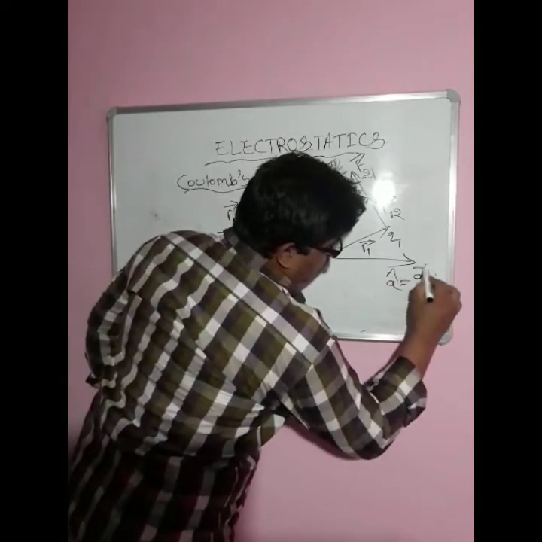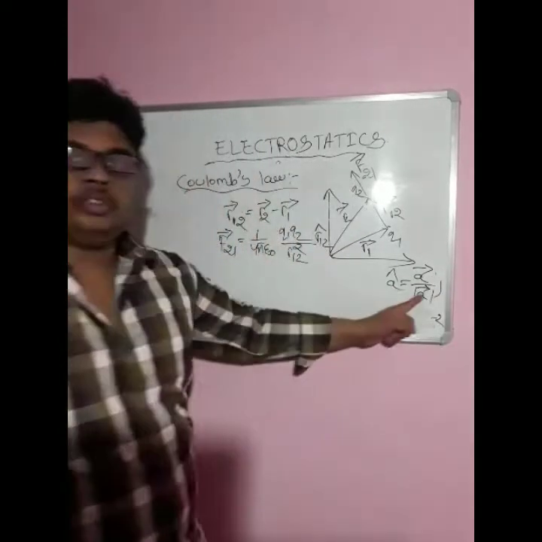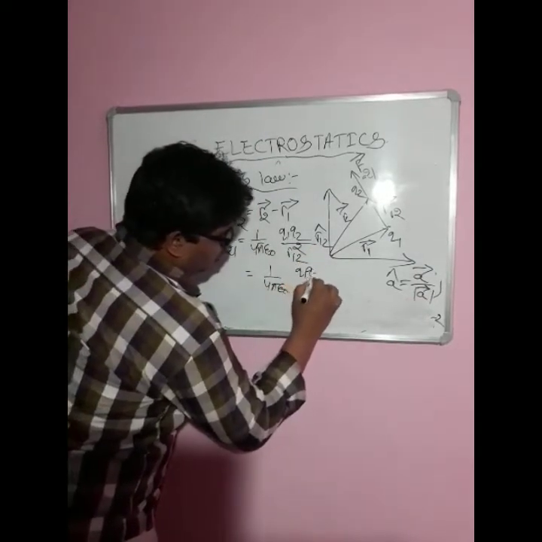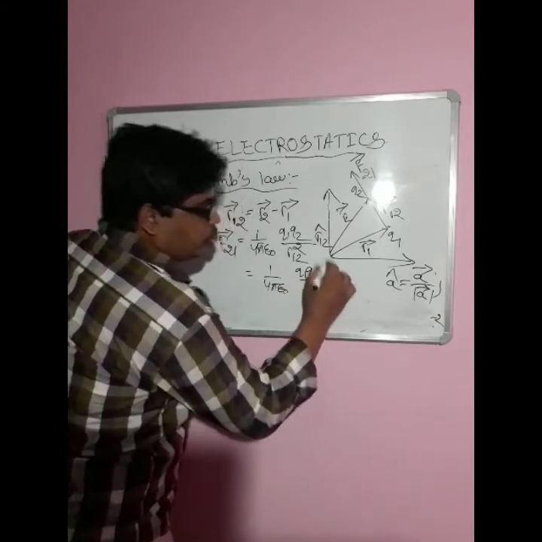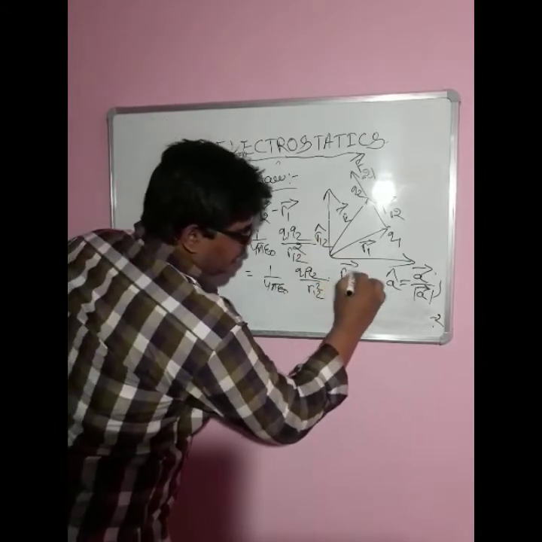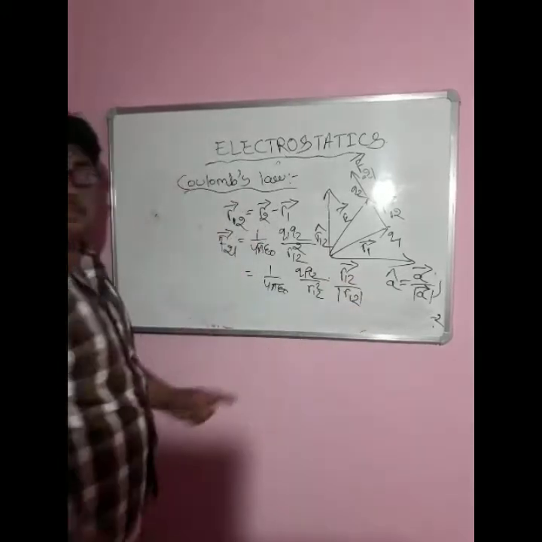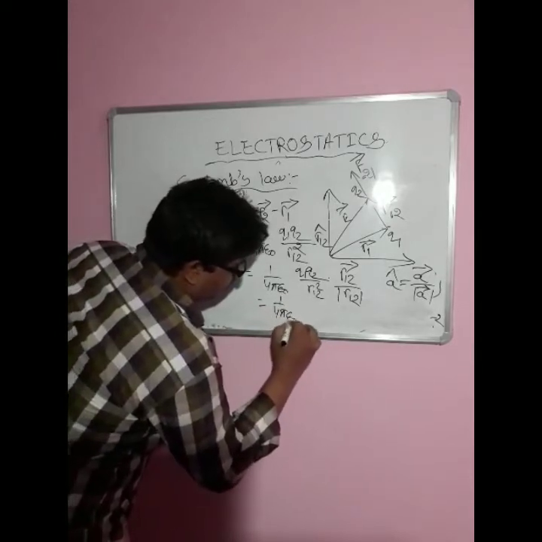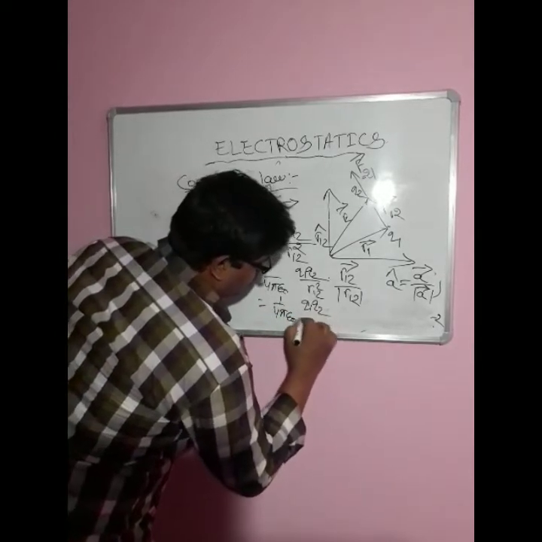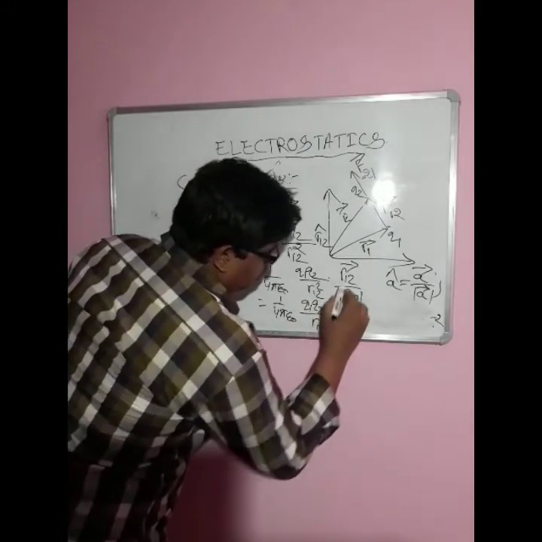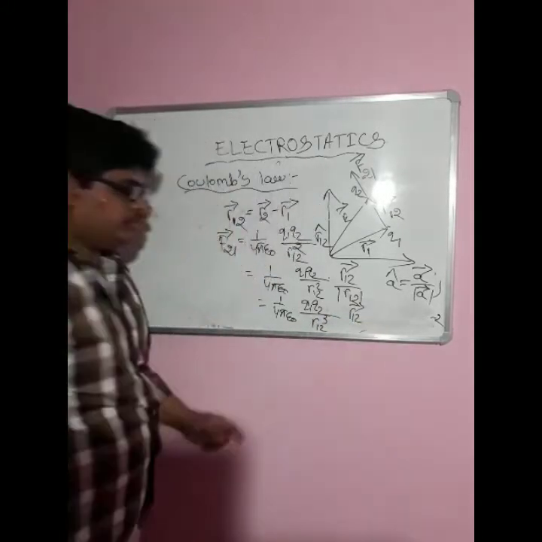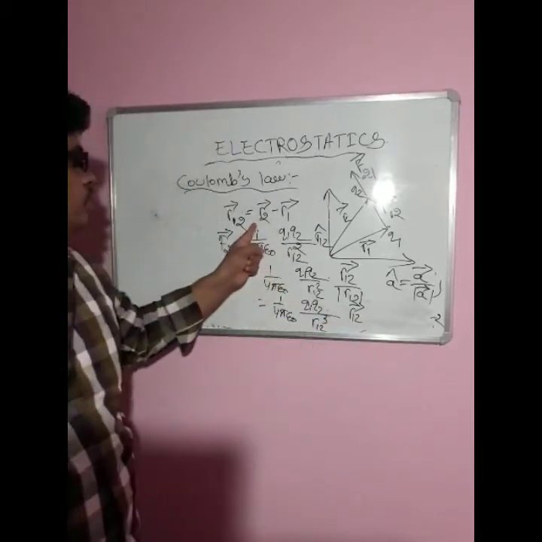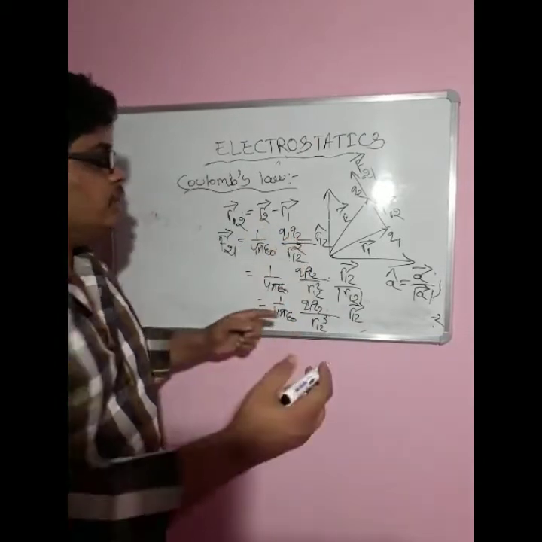A cap is equal to A vector by magnitude of A vector. Putting this value: 1 by 4 pi epsilon 0 Q1 Q2 by R12 square into R12 cap, R12 vector by R12 magnitude. Is this possible? See, 1 by 4 pi epsilon 0 Q1 Q2 by R12 square into R12 vector. You already know R12 is what? R2 minus R1.